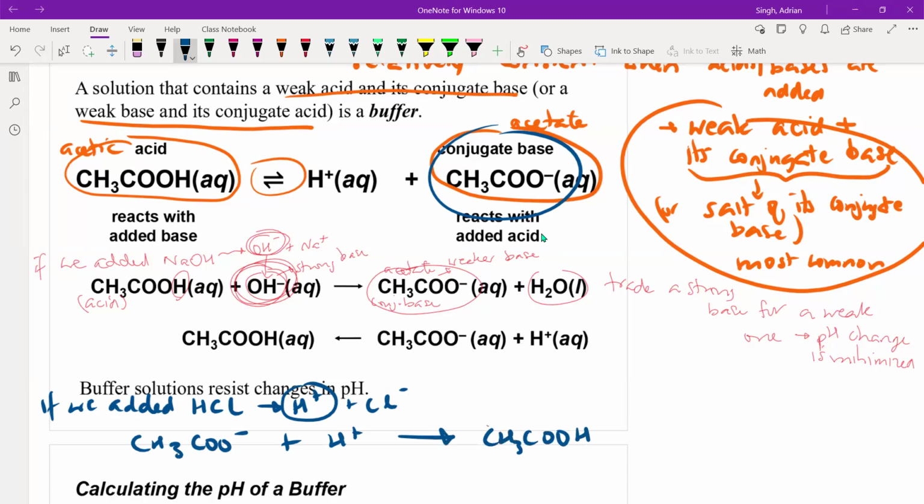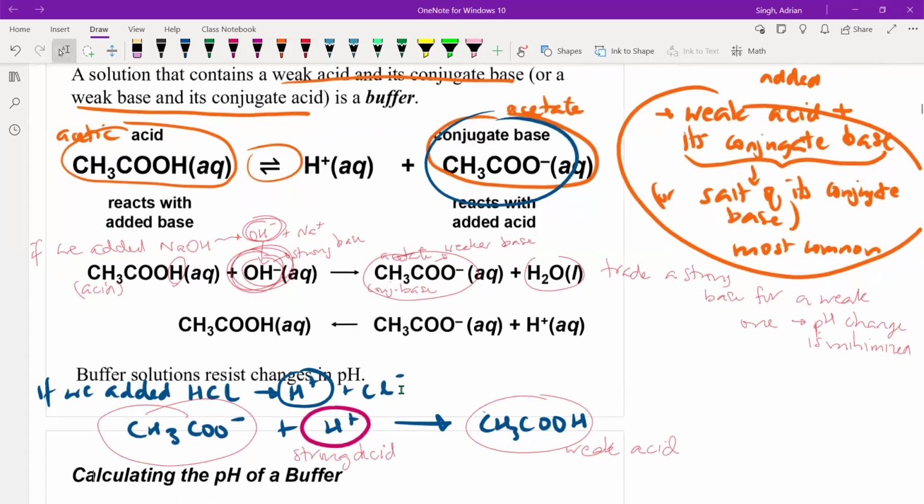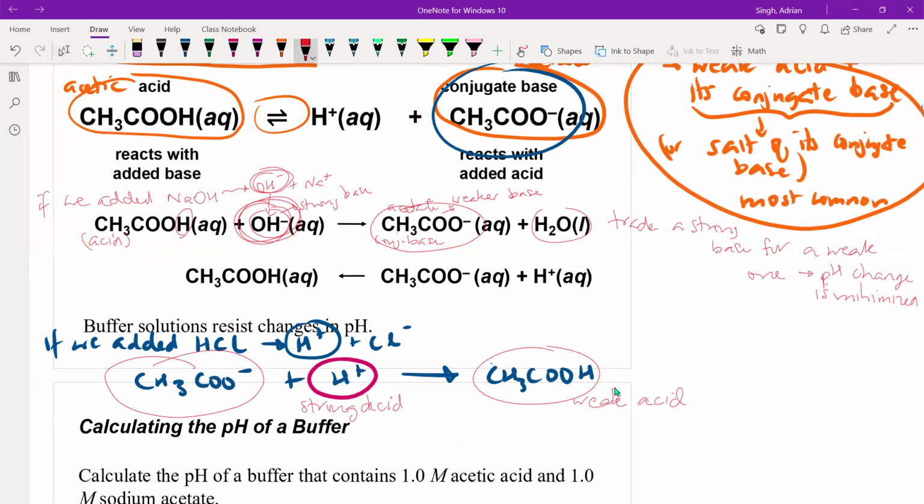So what has happened here? Well, something similar has happened. We've traded a strong acid for acetic acid, which is a weaker one by comparison. So the conjugate base part of the buffer is able to react with any added acid, convert that strong acid into a much weaker one, and as a result, the pH change is minimized. It's not that the pH is not going to change, it will, but it will be much smaller compared to if we didn't have the buffer there in the first place.